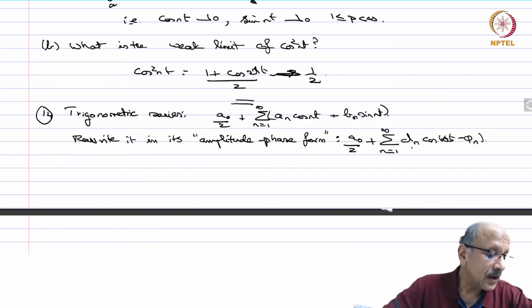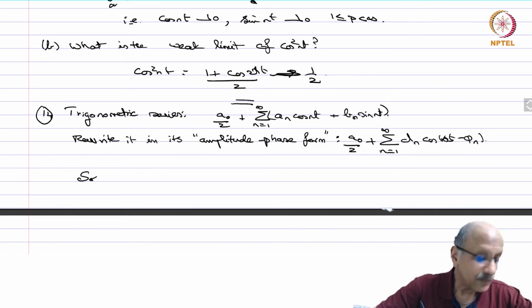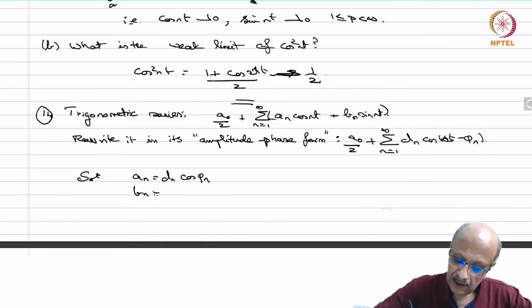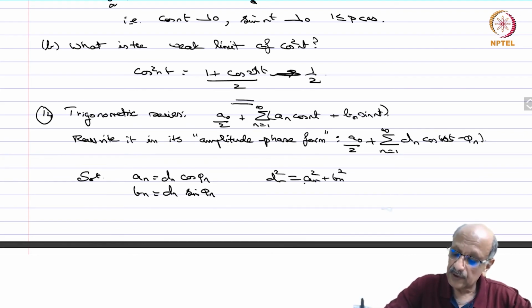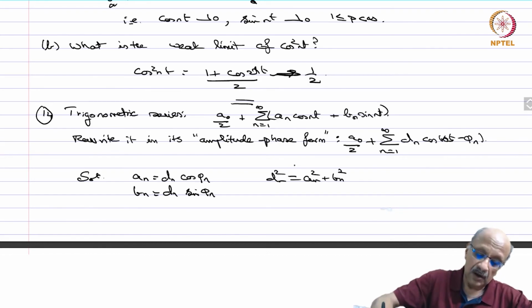Okay, so solution. All you need to do is put a_n equals d_n cos phi_n and b_n equals d_n sin phi_n, and from this you get d_n square equals a_n square plus b_n square. So you can compute d_n, the positive square root, and once you know d_n, whichever relation you like, you can take tan phi_n is b_n by a_n, or cos phi_n or sin phi_n. From whichever of these three equations you can easily compute phi_n.